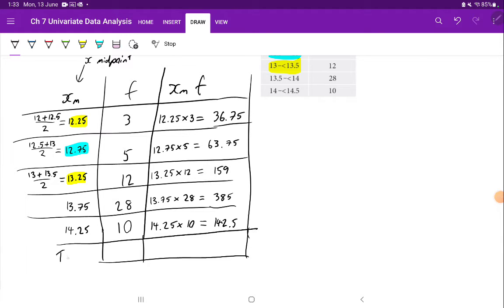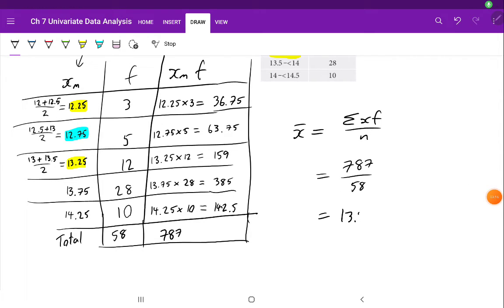I'm going to have the total from my frequency column, and I'm going to have my total from my XF. So the total of the frequency is 58, and my total from my XF, or my XMF in this particular case, is 787. To calculate the mean, X hat, we're just going to take this XF and divide it by N. XF is 787, and N is just 58, which is equal to 13.568, which is going to round up to 57 since we are rounding it to 2 decimal places.